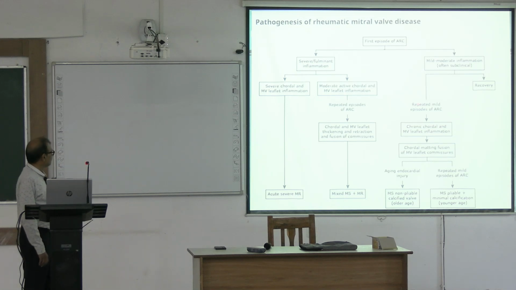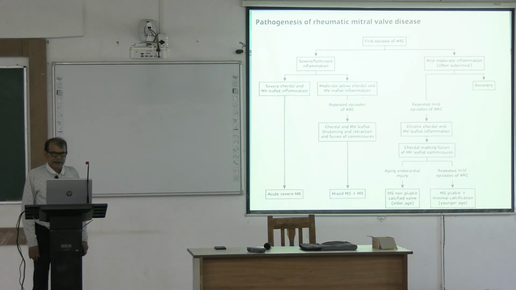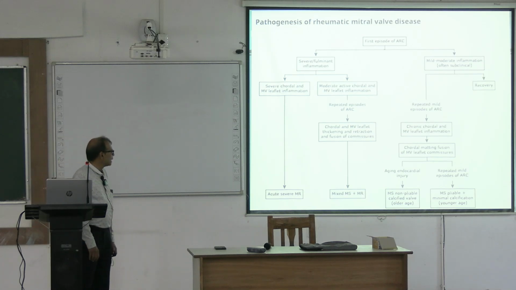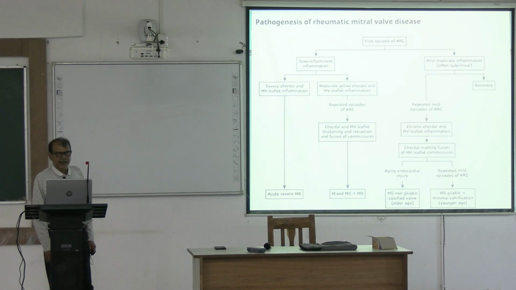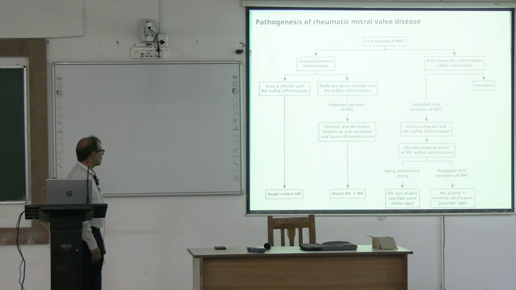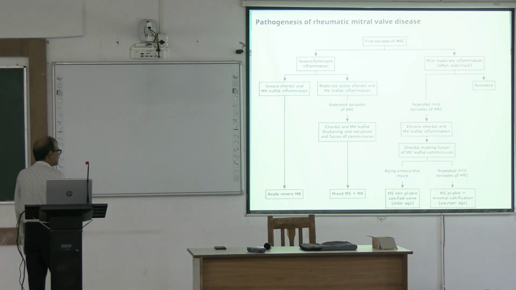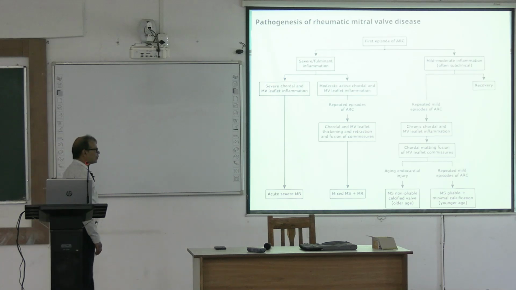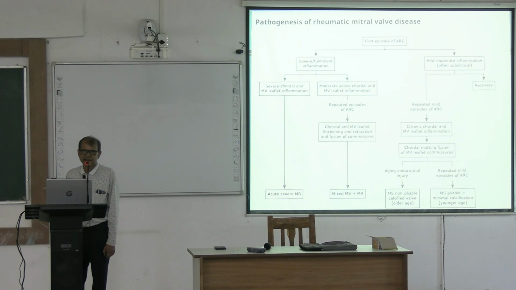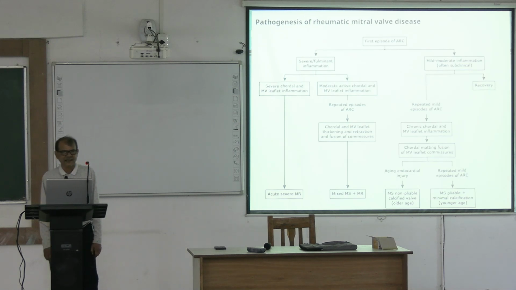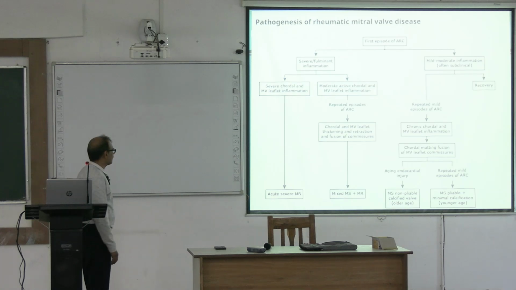The second one, that is the moderate active chordal and mitral leaflet inflammation, that when confronted by repeated episodes of acute rheumatic carditis produces chordal and mitral leaflet thickening, fibrosis, retraction, and commissural fusion. The result is a pathophysiological lesion of mixed mitral stenosis and mitral regurgitation.